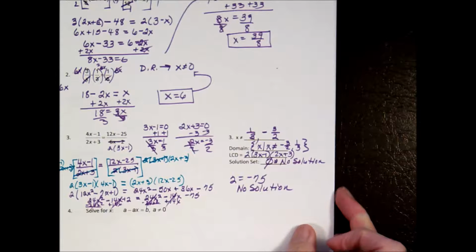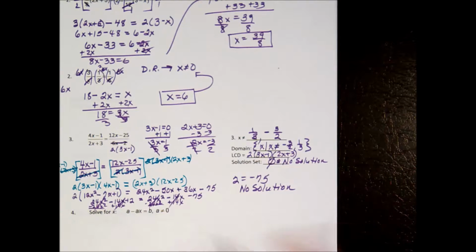So that was an unusual one. This next one has to do with solving a literal equation. We are wanting to solve for x. Here it is. So what I'm going to do is, because it's a negative term, I'm actually going to add the ax to both sides. That would give me a equals b plus ax, and now I'm going to subtract the b.